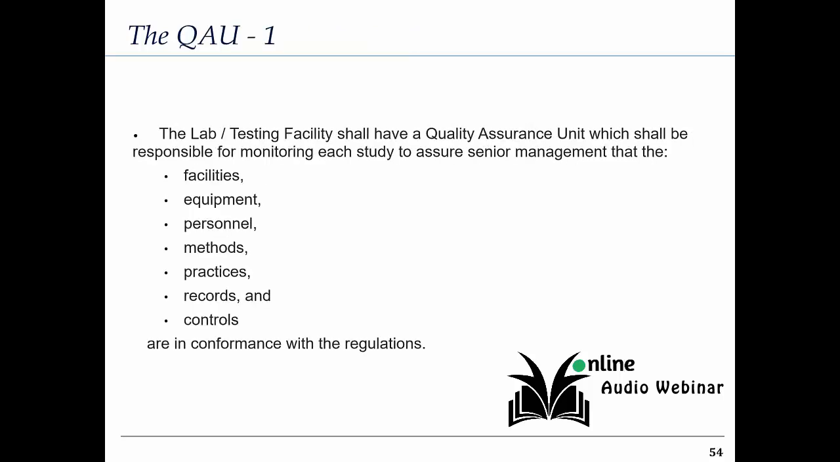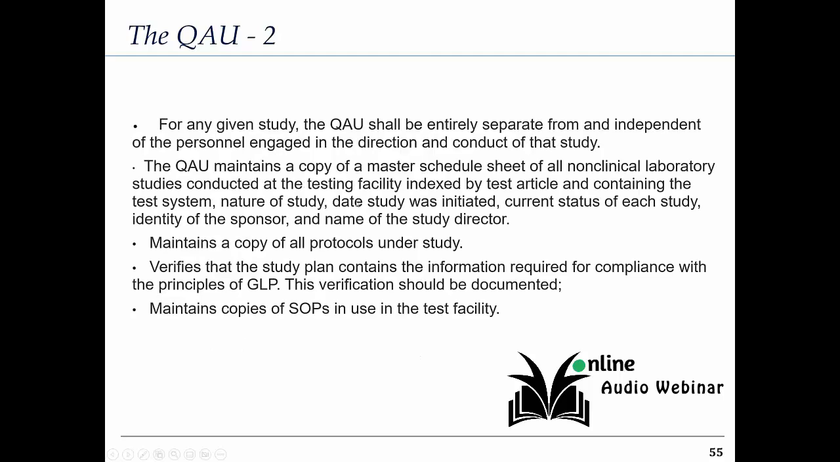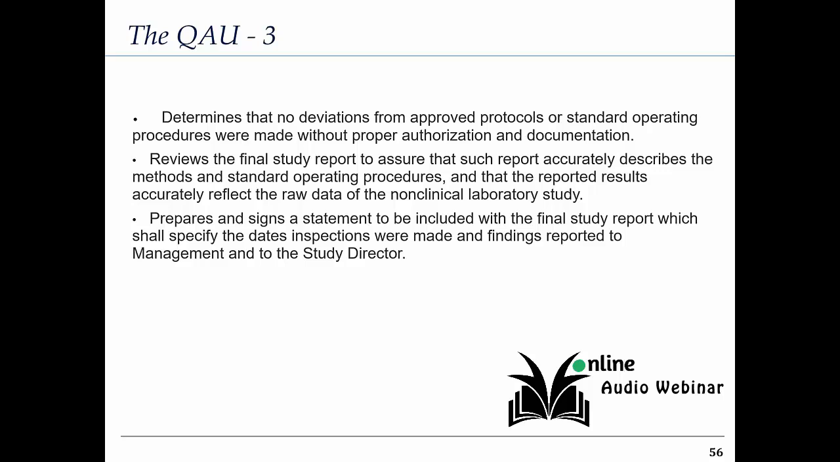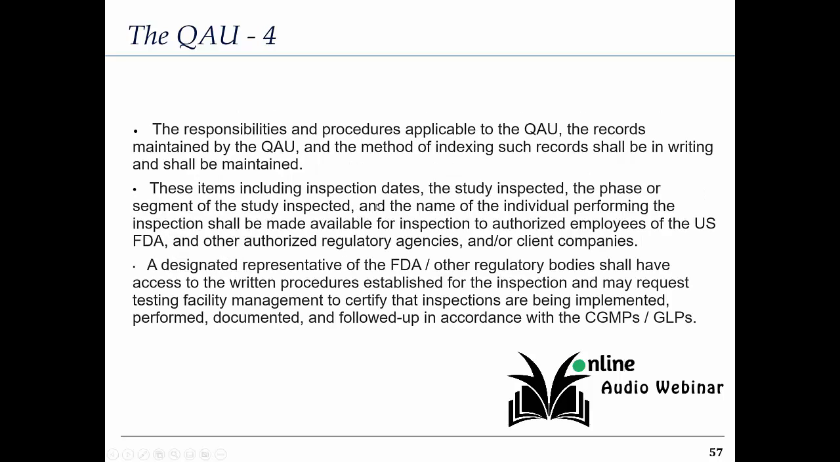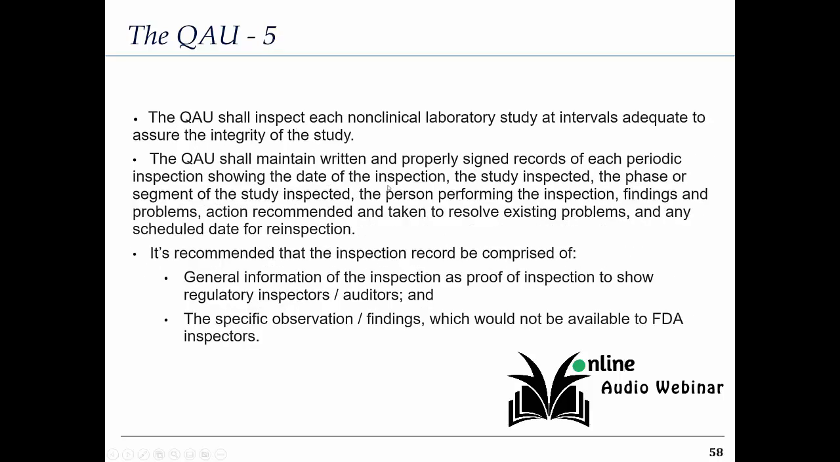The quality assurance unit is responsible to make sure that all the things necessary to accomplish this, facilities, equipment, personnel, methods, practices. Separateness of quality from production is important. They ensure that no deviations occurred, or if it did occur, they're adequately documented and challenged. And of course, the ability to file and retrieve, inspect the facilities at an adequate interval.